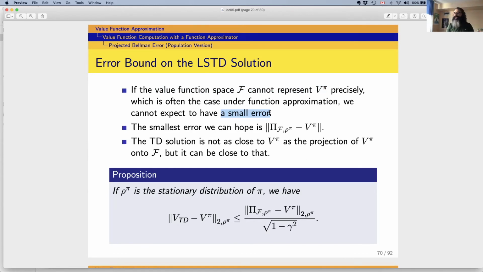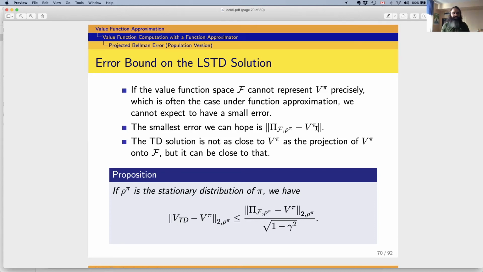The smallest error that we can hope for is the norm of the projection of V pi onto F minus V pi. So capital Pi V pi minus V pi is the smallest error we can hope for, because the projection is the point in that function space that has the smallest distance to V pi. The TD solution does not find that point. It finds some other point, but that point is not going to be far away from the best point.